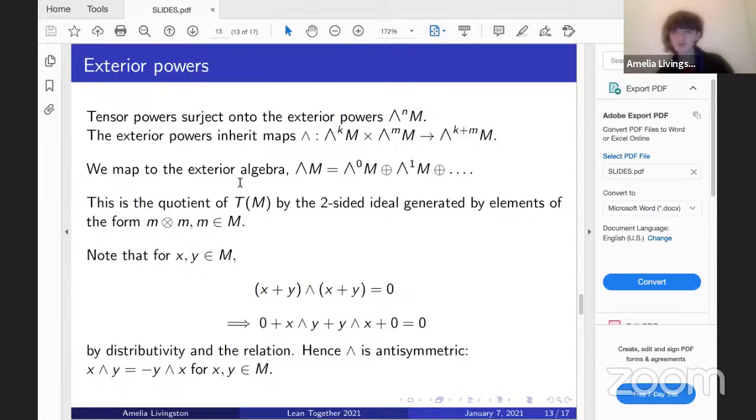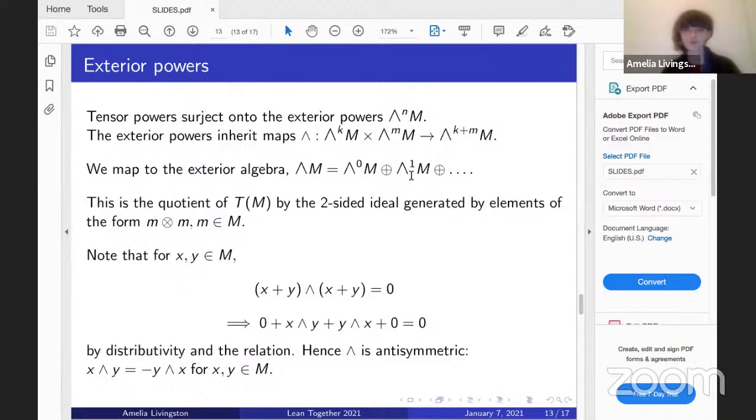So we've got this robust API for tensor powers now. So we can define the modules of interest, and these are called exterior powers. And they're a quotient of the tensor powers. So the tensor product induces this map called the wedge product. And again, it acts a lot like multiplication. And so to exploit that, we're going to have to map into a larger type. And if we just take the direct sum over the exterior powers, this also happens to be an algebra. So it's called the exterior algebra, and it's the quotient of the tensor algebra by some two-sided ideal, which is generated by elements of M tensored with themselves.